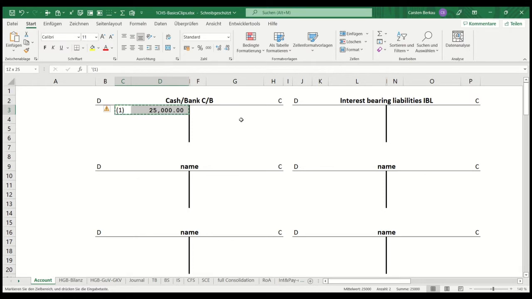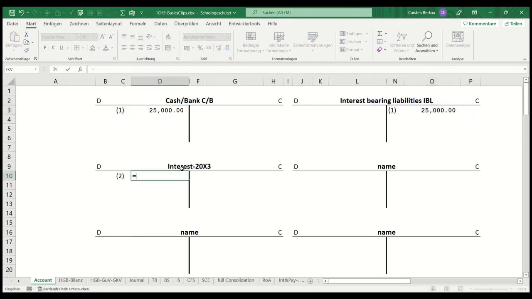When the company receives the bank loan, we make a debit entry in the cash bank account, 25,000. The contra entry is in the long-term liabilities account, which we refer to as the interest-bearing liabilities. Interest in the accounting period 2003 is 0.045, as 4.5%, multiplied with the 25,000. We record the payoff as a debit entry in the interest-bearing liability account, which is the payment of 2,500 less interest.